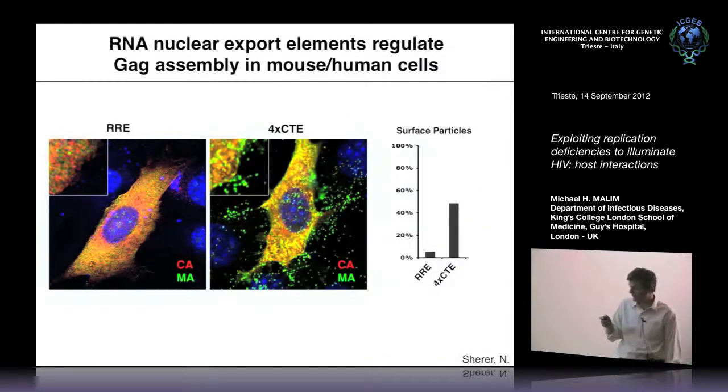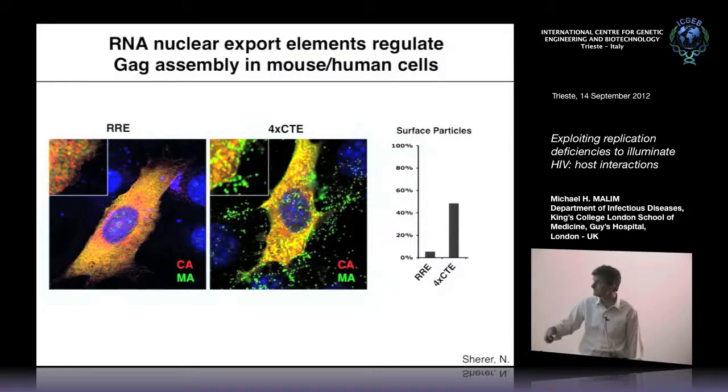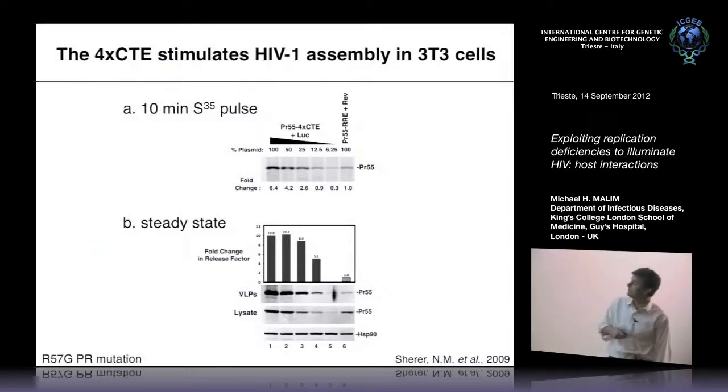You can actually just see this visually here. So here is a Rev-responsive construct. You don't see any virus particles. You put in the constitutive transport element, and you see lots of virus particles forming in these murine cells. We know this is assembly and not rates of protein synthesis, and one has to be very careful in these experiments because viral assembly is itself a coordinated process that becomes more efficient as higher levels of protein are present. You have to make sure when you do these experiments that you're not just looking at a secondary consequence of having high levels of protein expression.